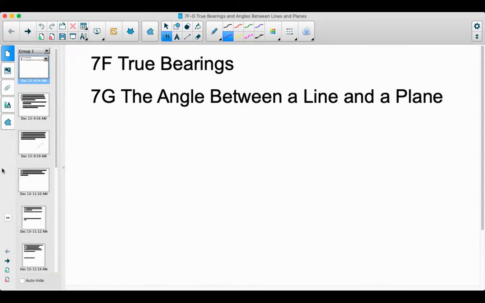Okay, in this video, we're actually going to take a look at 7F, which is true bearings. So 7G we will do later. This is just about 7F.